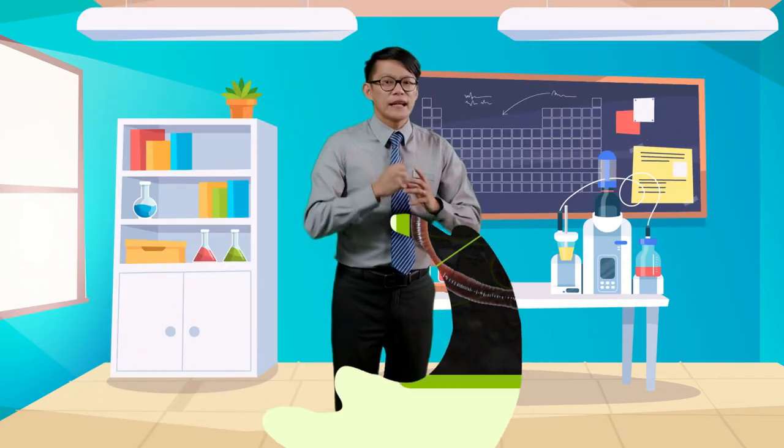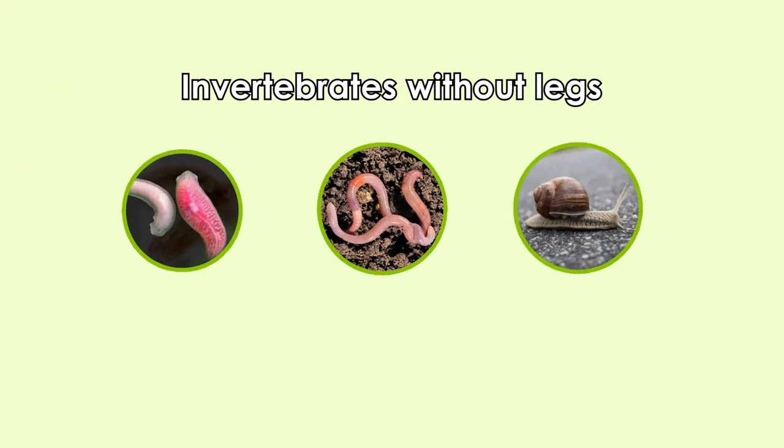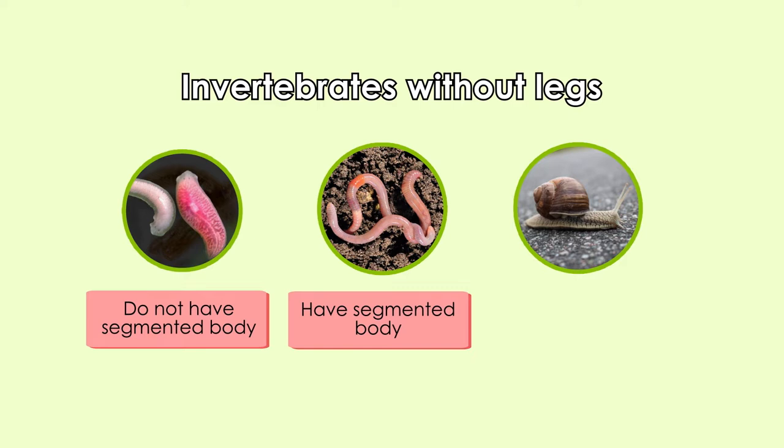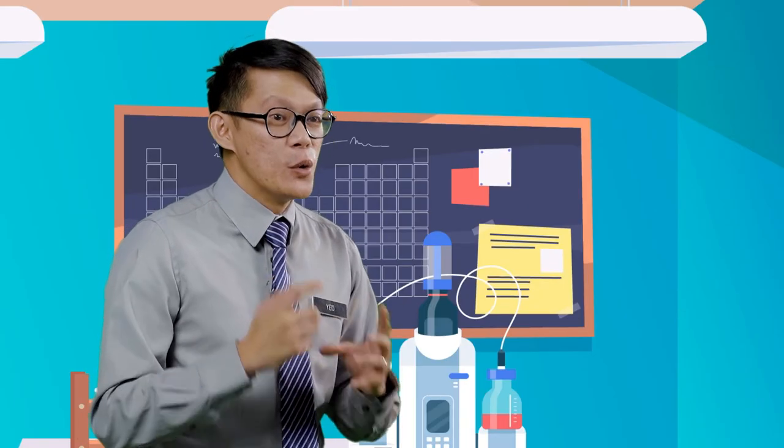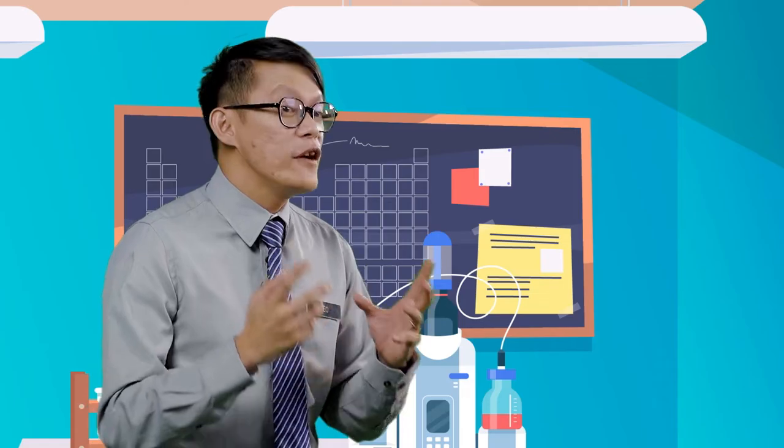Now, let's further classify these three invertebrates without legs. Planaria. Planaria do not have segmented bodies. Secondly, earthworms. Earthworms have segmented bodies. Great job! Now, the last one. Snails. Snails also do not have segmented bodies. Great job, pupils! Now, let's look at the invertebrates with legs.